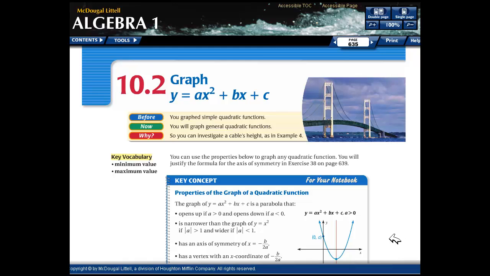Lesson 10.2. We are still graphing quadratic functions. We graphed simple quadratic functions in the last lesson, and now they just get a little bit more complex. You've just got an extra term in here. So, nothing you can't handle, just some things that you need to know. So let's move it down here.